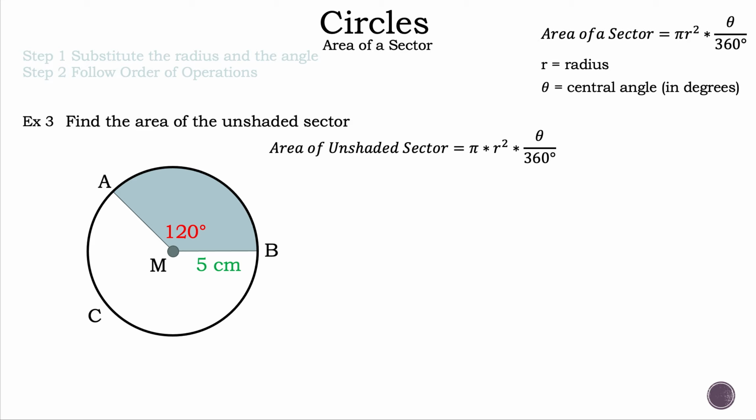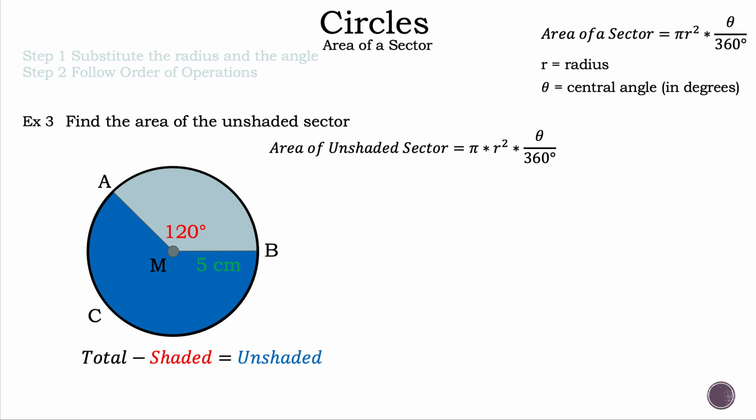In this case, we don't want 120 degrees because that is the shaded sector. What we want is the unshaded sector. So we're going to do total minus shaded is equal to unshaded. And the total is 360 degrees. And we're going to subtract 120 degrees. And that gives us 240 degrees, which represents another central angle. And that central angle is the one we want. So now we can substitute 240 degrees and 5 centimeters into the formula or equation.